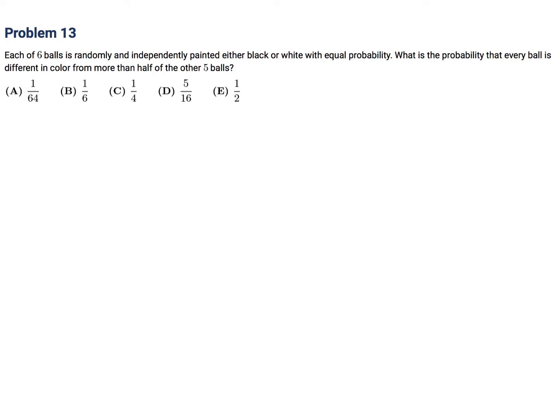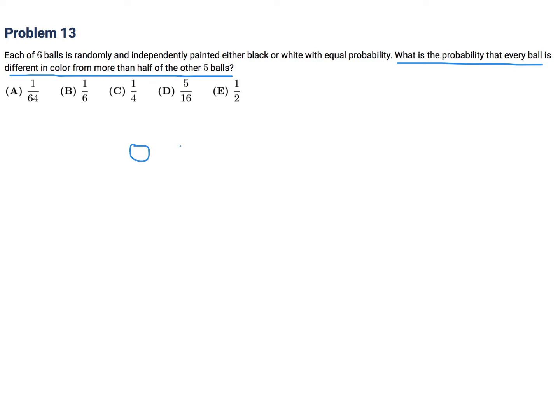Each of 6 balls is randomly and independently painted either black or white with equal probability. What is the probability that every ball is different in color from more than half of the other 5 balls? Okay, so this question, the sentence has to be understood very carefully here. So let me give you a scenario.